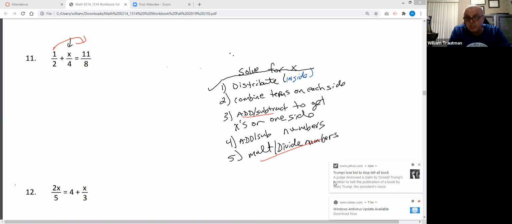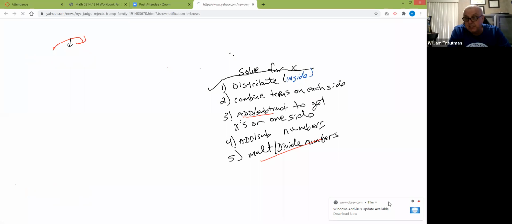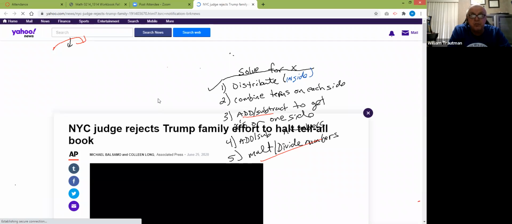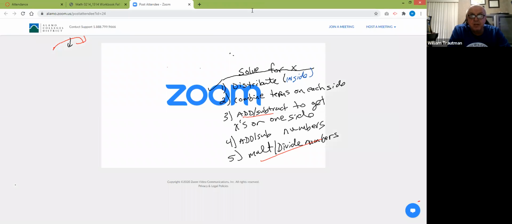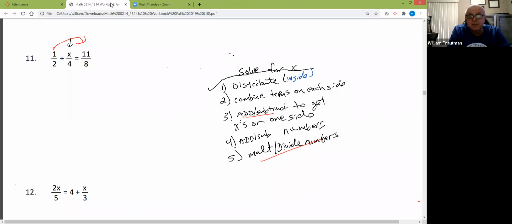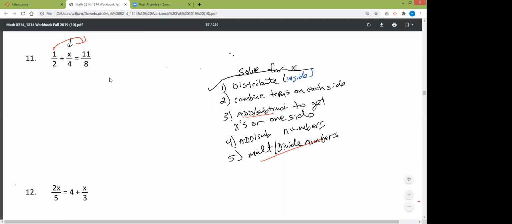I really wish I could figure out a way of getting rid of these ads in my lower right-hand corner. They keep on popping up. Uh-oh, I messed something up. What did I do? Okay, I'm back. You guys can't see my workbook right now, right? Yes, I can see it.